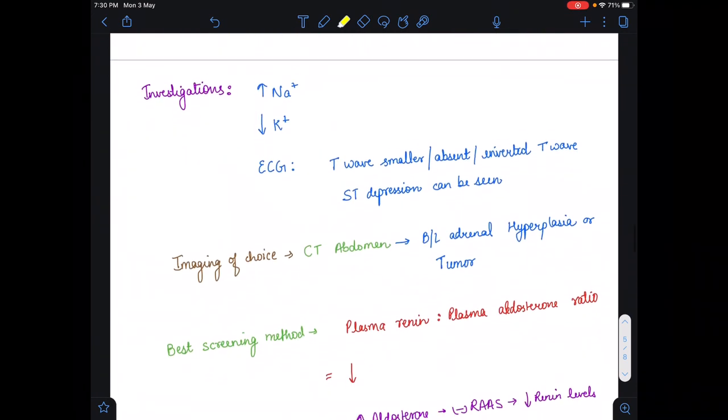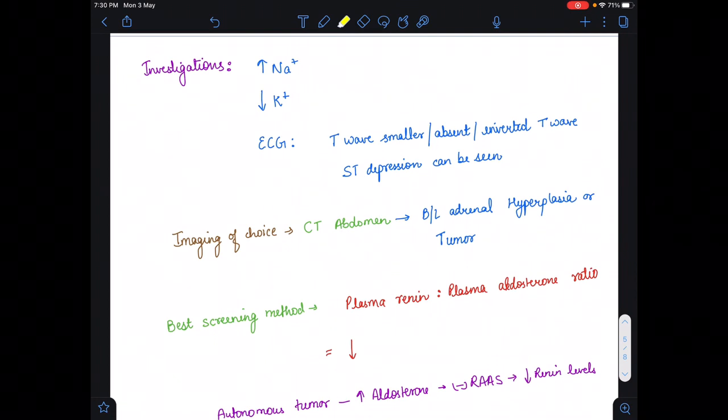Next, what investigations can we do in primary hyperaldosteronism or Conn syndrome? We can check the sodium and potassium levels. The sodium level is increased because there is reabsorption of sodium and water, and the potassium level is decreased due to loss of potassium and hydrogen ions. In the ECG, we see that the T wave is smaller or absent, as we know that the T wave depends on the potassium level. If the potassium level is low, we find a smaller, absent, or inverted T wave.